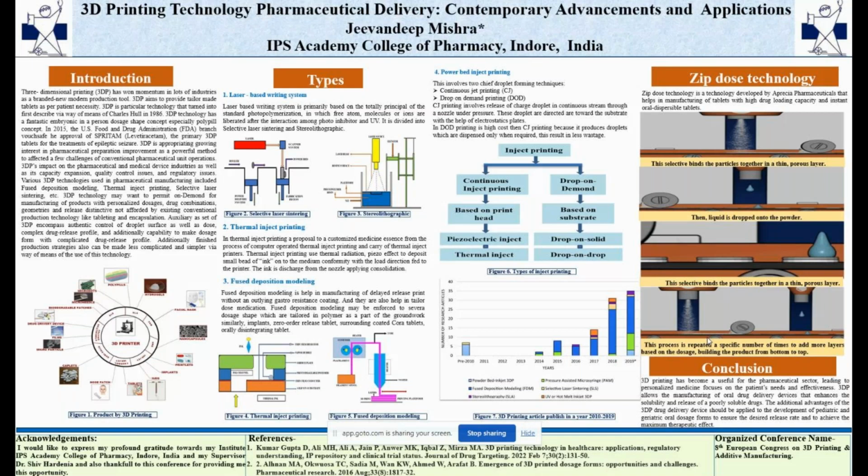This is the selective binding of particles together in a thin porous layer. Then liquid is dropped on the powder, and this selectively binds particles together in a thin porous layer. This process is repeated a specific number of times, adding more layers based on the dose, building the product from the bottom to the top.